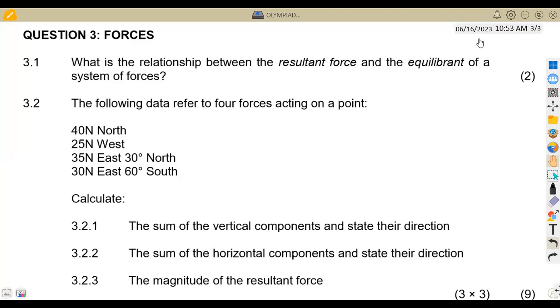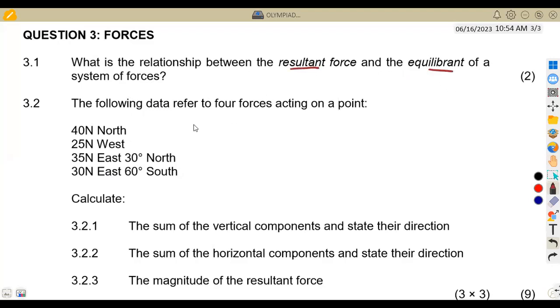We've got a special question that we are going to work on, where we are given on 3.1: what is the relationship between the resultant force and the equilibrium of a system of forces? What is it that we have in relationship between these two, a resultant force and the equilibrium?